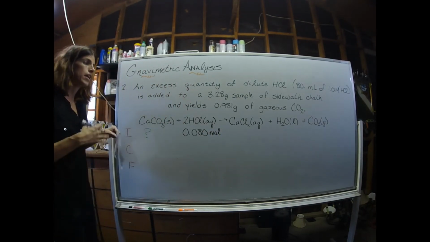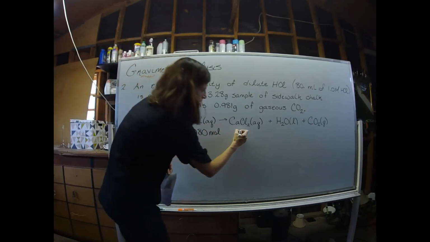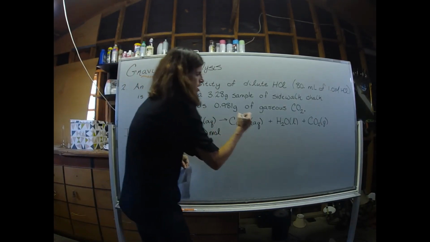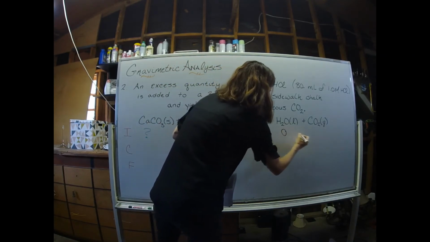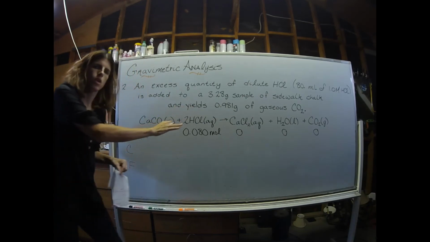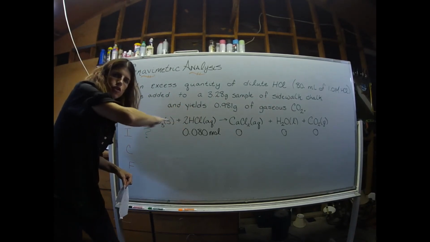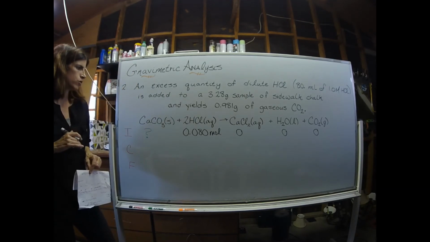Calcium chloride initially, remember on your initial line, it's going to be a 0. It hasn't started forming yet. Neither has the water or the carbon dioxide. So those will be zeros. And that's true for the products on any initial line when you're setting up your ICF tables.